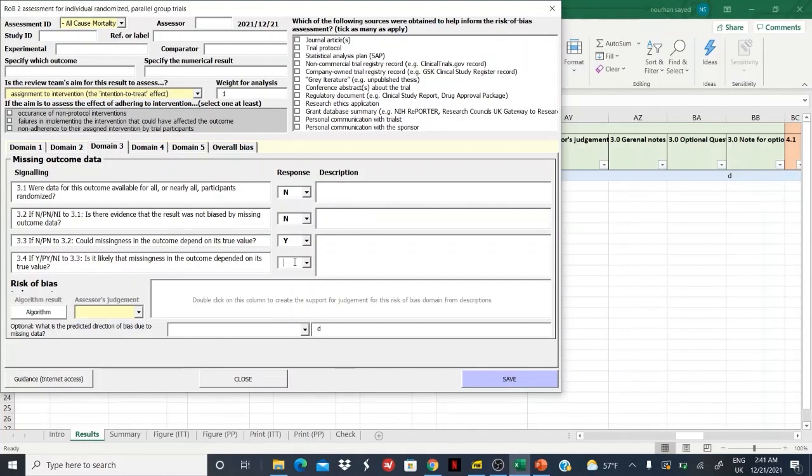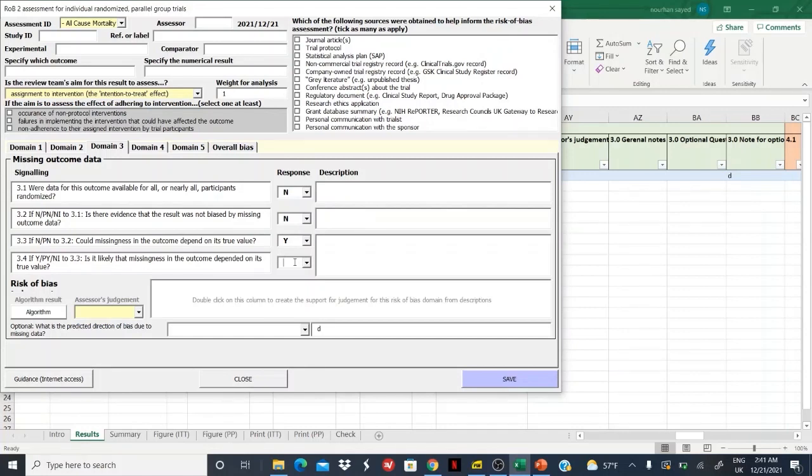If, on the other hand, you notice that one arm has a lot more missing data, that's much more worrying, because it could have been that the patients in that arm died or developed some sort of severe adverse event, or something related to the outcome, right?